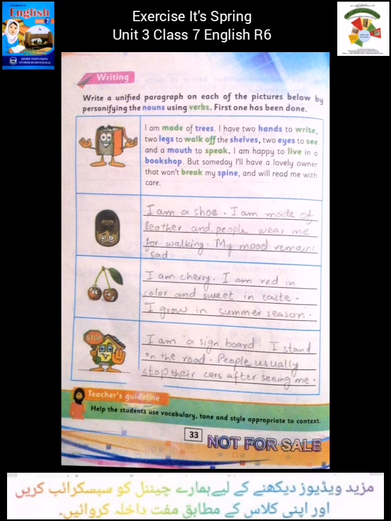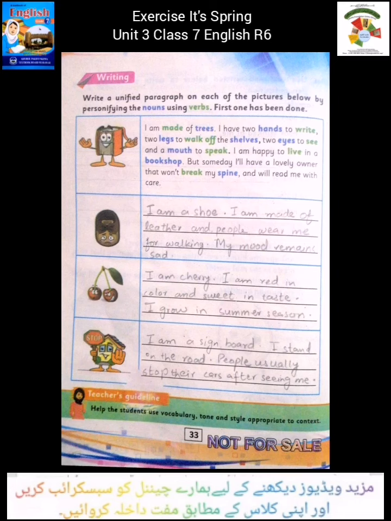So you can see how we can write a paragraph by seeing the picture and use different verbs to personify the nouns. In the next example, it is a cherry. I'm a cherry. I'm red in color and sweet in taste. I grow in summer season. In this sentence you can see grow in summer season. Grow here is a verb, which is used to personify the summer season. Summer season is a noun.